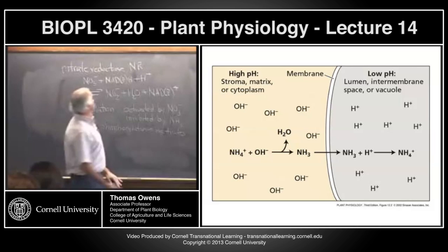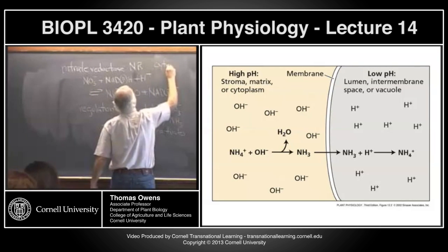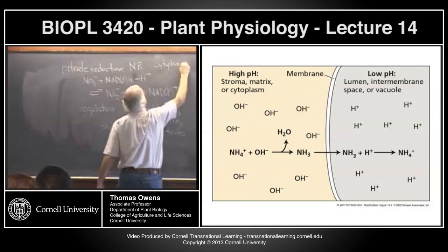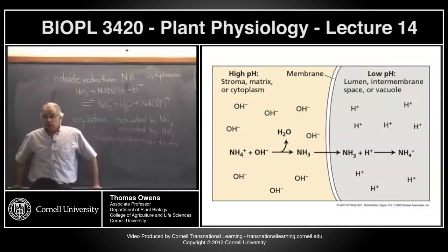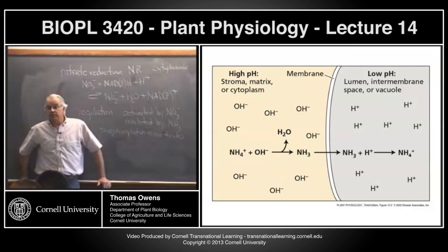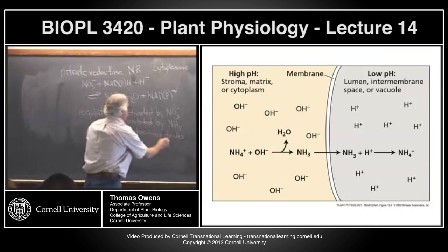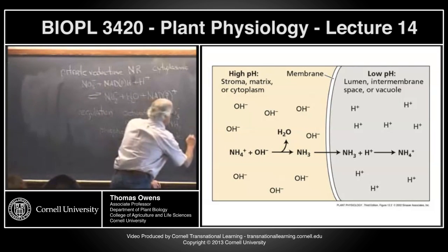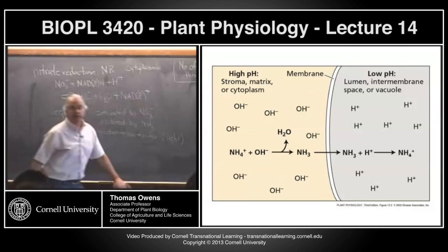I should point out that this enzyme is cytoplasmic. It's located in the cytoplasm in all types of organisms that do nitrate reduction. It's a cytoplasmic enzyme. So there's this phosphorylation, the activation and inactivation is largely regulated by light, and we'll see why that's the case in just a minute.